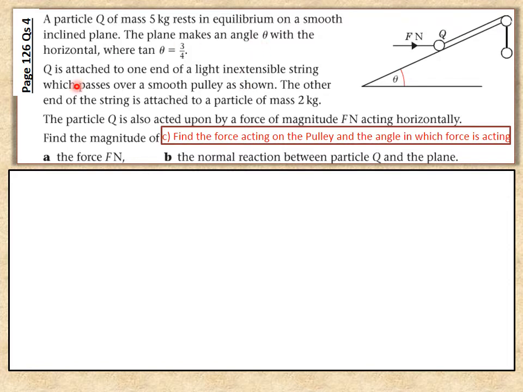This is a question from the chapter review. It's a higher order question, so pay attention. It's on page 126, question 4. A particle Q of mass 5 kg rests in equilibrium. So this is how you will know in the exam that this question is on statics and not on dynamics. It's not moving. On a smooth inclined plane, so there is no friction.